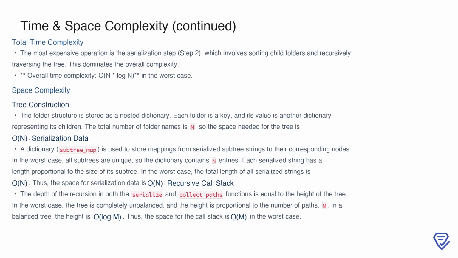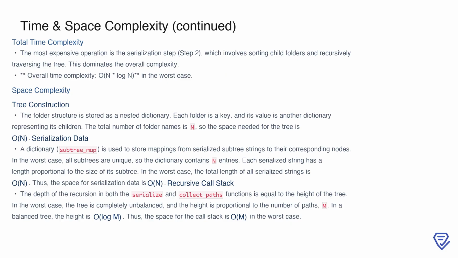During serialization, we use a dictionary to map serialized subtree strings to their nodes. In the worst case, all subtrees are unique, resulting in n entries. The size of each serialized string depends on its subtree size, and the total space required for all serialized strings is O(n). Additionally, the recursive call stack used by the serialize and collect_paths functions depends on the tree's height. In the worst case of a completely unbalanced tree, the height is proportional to the number of paths, m, leading to a call stack space of O(m). In a balanced tree, the height is much smaller, around O(log m).